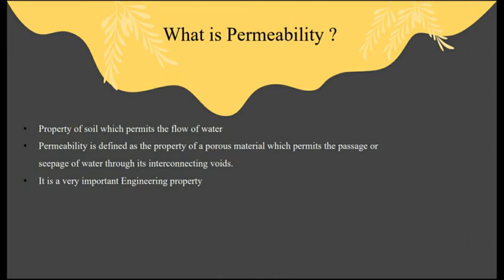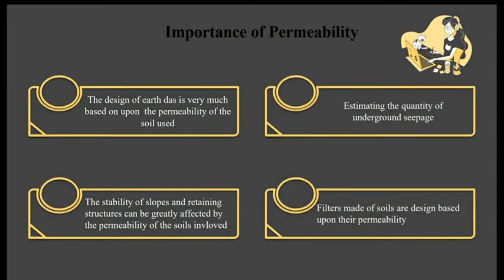What is permeability? It is the property of soil which permits the flow of water. Permeability is defined as the property of a porous material which permits the passage or seepage of water through its interconnecting voids. It is a very important engineering property.